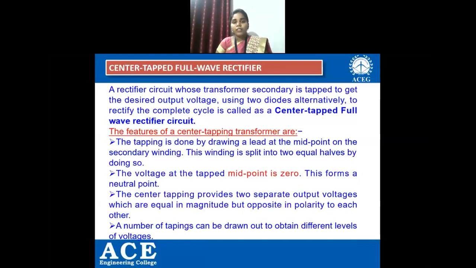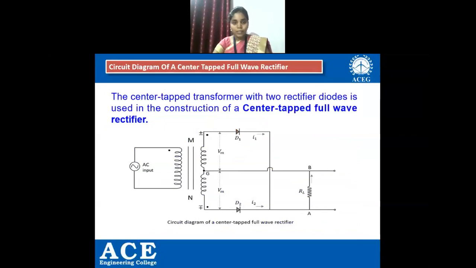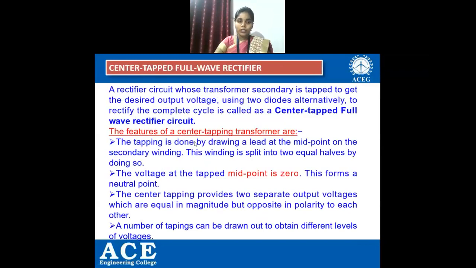Now, the features of a center tapping transformer are: the tapping is done by drawing a lead at the midpoint on the secondary winding. This winding is split into two equal halves by doing so. That means what? This is my secondary winding, this is my primary winding, right? From this secondary winding, I took a lead, which does the center tapping that we can see in here. That is what is mentioned by our first point.